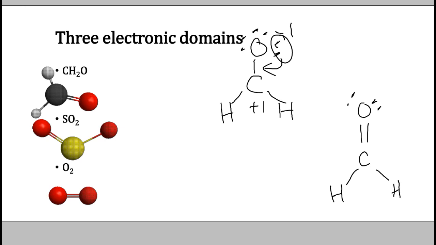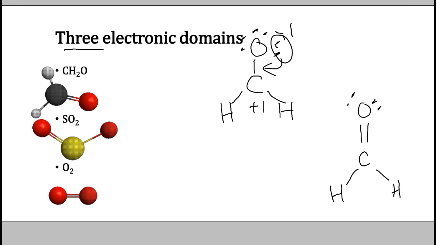So how many electronic domains are around the carbon? Well, each of the single bonds counts as 1. And the double bond also counts as a single electronic domain. So there's 3 electronic domains, which I know is pretty surprising given the slide name. If we have 3 electronic domains, it means we have sp2 hybridization. The bond angle is approximately 120 degrees.